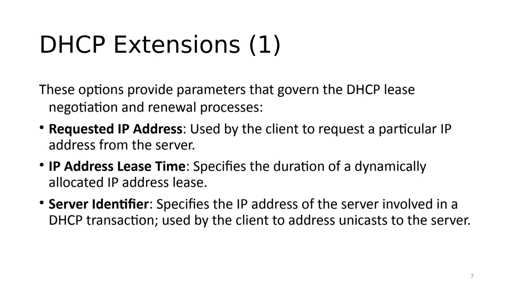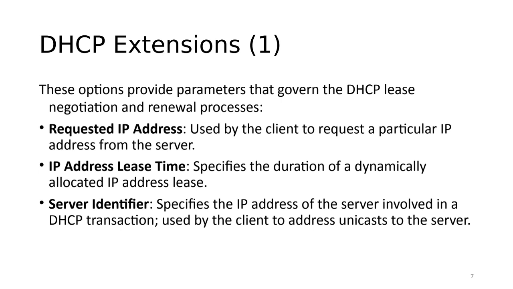Now, when a client requests an IP address, we call this negotiation with the server. So the client requests, and there are some messages exchanged. There is the requested IP address, which is used by the client to request a particular IP address. Then you have the IP address lease time, which specifies the duration of the dynamically assigned IP address. Then you have the server identifier, which specifies the IP address of the DHCP server involved.